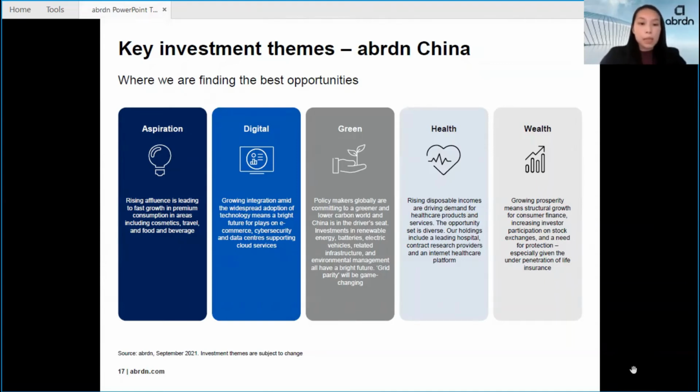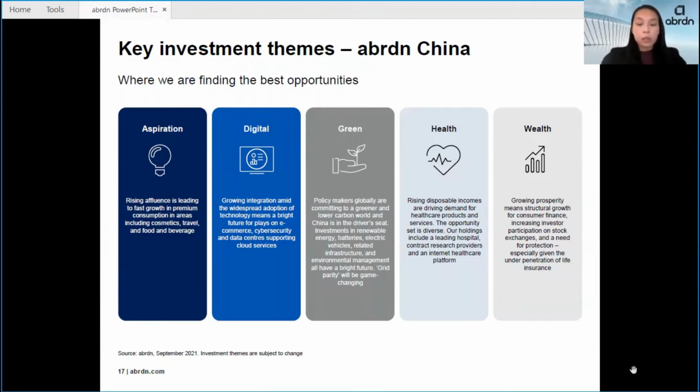The second theme is the digital theme, and this aligns with the government's objectives of localization, improving productivity, lowering costs, and increasing innovation. We have a number of software names that have advantages given their knowledge of the domestic market and preference for localization in many cases, such as areas of cybersecurity and cloud services.